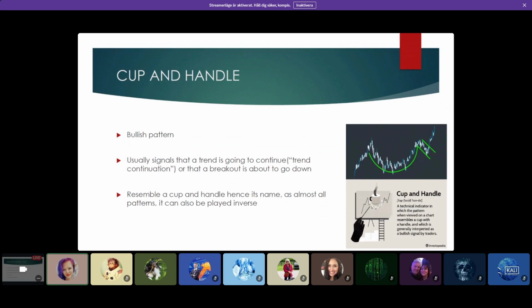So if you look over to the right, we have a small definition. Cup and handle: a technical indicator where the pattern, when viewed on a chart, resembles a cup and handle, which is generally interpreted as a bullish signal by traders. We put that there because there's something called Investopedia, and Investopedia is awesome. You can go to it and type in any kind of questions, and they have great breakdowns of different things. You can also come to chat and ask us, but Investopedia is great to utilize.